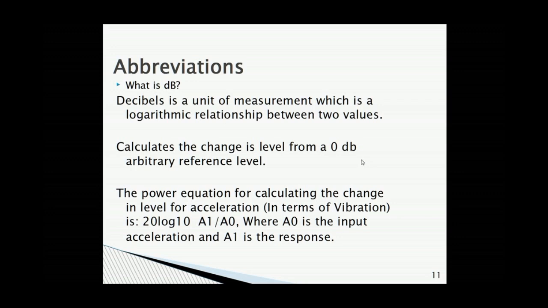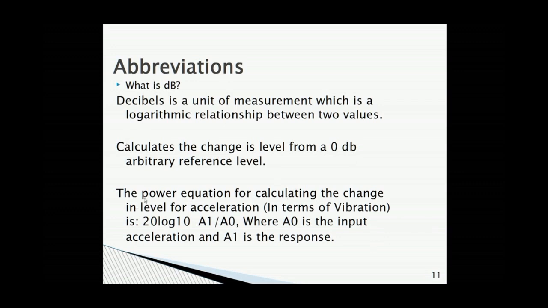Once you have a reference point, any change in that reference could either be an increase or a decrease in gain or in power level. So, that is all a decibel is. It provides a logarithmic relationship between a reference and a change from that reference point.